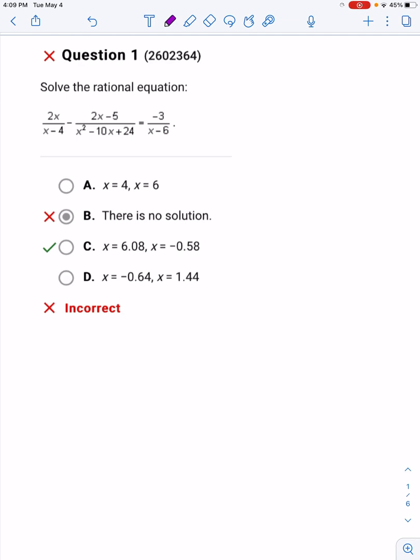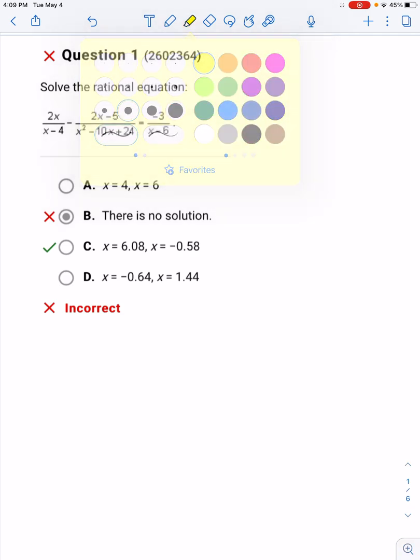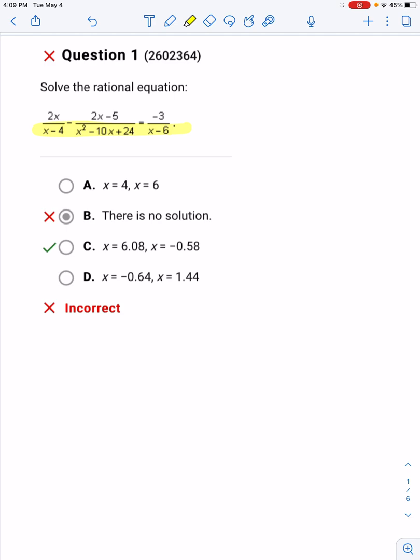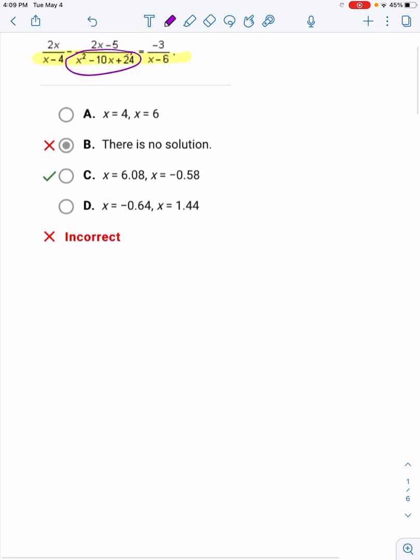So 2x over x minus 4 minus 2x minus 5 over x squared minus 10x plus 24 equals negative 3 over x minus 6. So the first thing that I always do is I like to look at the denominators, and we're going to focus on all of the denominators. And what I want to do is factor the denominators. Now, really, this is the only denominator that's not already factored. So what I'm going to do is rewrite each of my fractions so that it's in factored form.